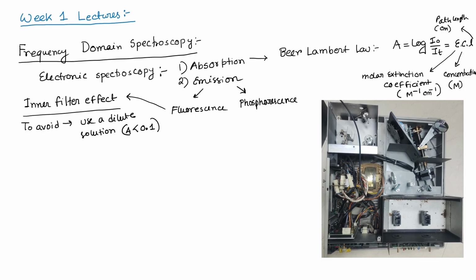But now let me discuss the instrumentation of the absorption spectrophotometer. The image you are seeing here is an example of a spectrophotometer made by Jasco, model V530. This is actually in your lab, and we have opened it to show you. Jasco is the company name, V530. This is an example of a double beam spectrophotometer.